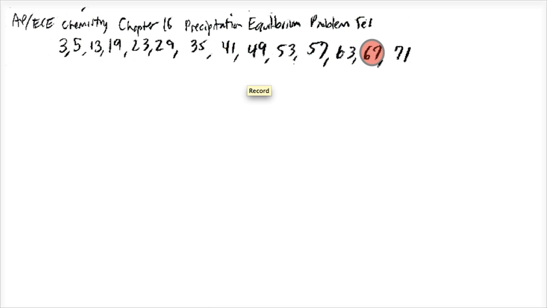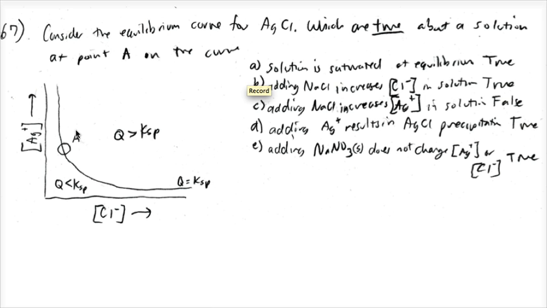Let's take a look at problem 67. In problem 67, you're considering the equilibrium curve for silver chloride. You're asked which are true about the solution at point A in the curve, so you're focusing on this point right here. The first one is a statement about the solution being at equilibrium. That's a true statement. The next one is you're asked if you add NaCl would increase the Cl concentration in solution. That's a true statement too. Anytime you add NaCl, that will fully dissociate and increase this chloride ion concentration.